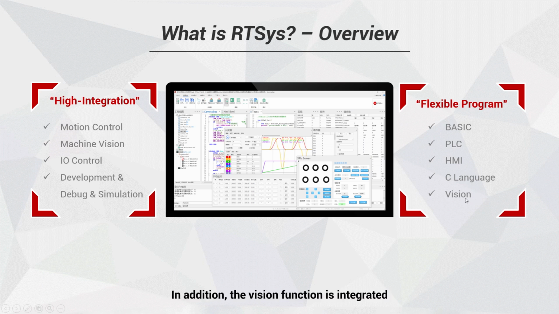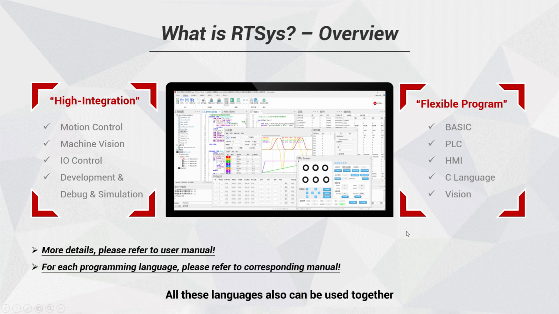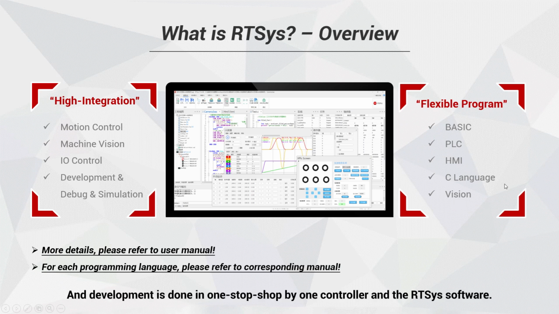In addition, the vision function is integrated. Vision can be programmed by RT Vision, then achieve vision positioning, measurement, identification, detection. All these languages also can be used together. In this way, your various needs are okay. And development is done in one-stop shop by one controller and the RTSys software. For different languages, please refer to the corresponding programming manuals.